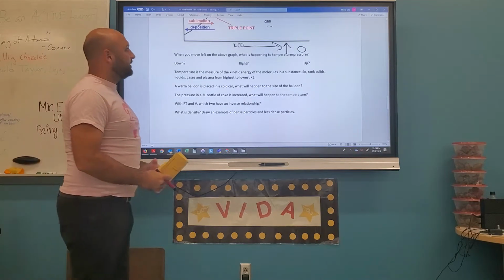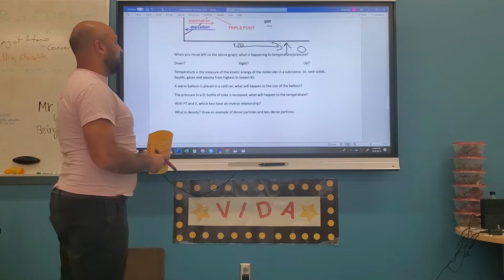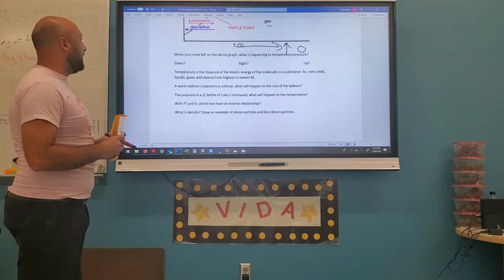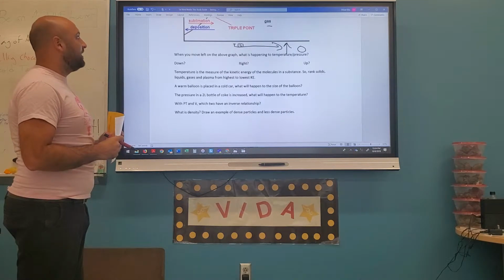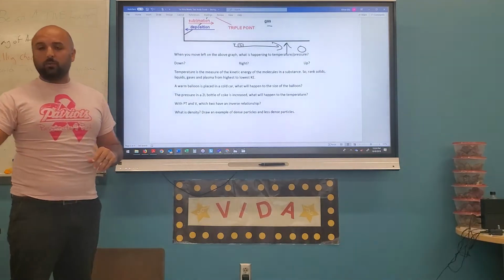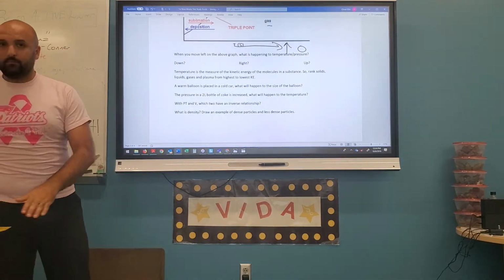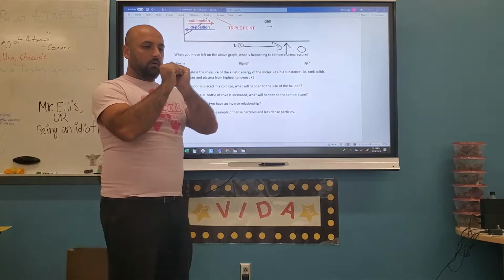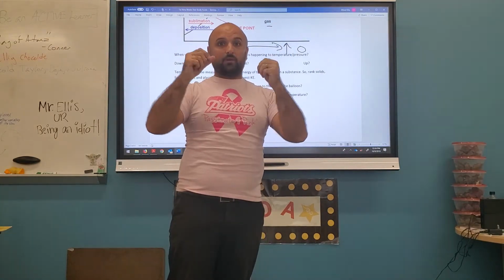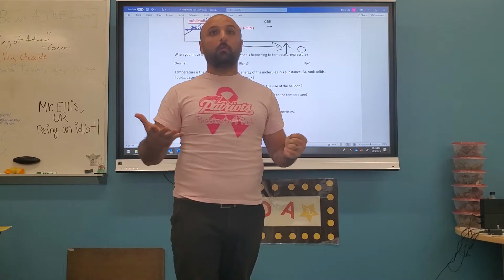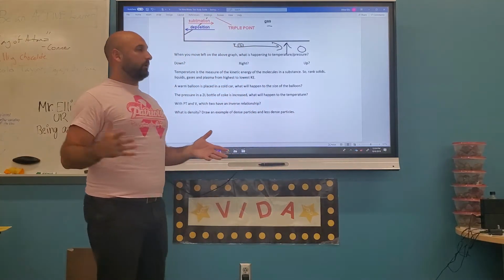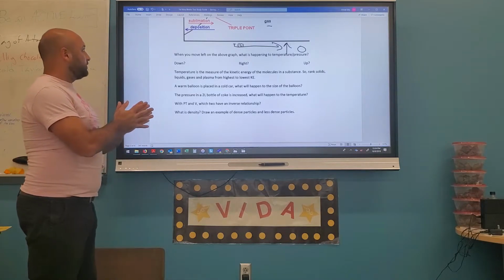Temperature is the measure of the kinetic energy of the molecules in a substance. So, rank solids, liquids, gases, and plasma from highest to lowest kinetic energy. Kinetic energy is the movement, the motion of the particles. Remember, we have our solids, liquids, gases, and then plasmas, where the actual gas particles come apart. Atoms shred into nuclei and electrons. They just go everywhere.